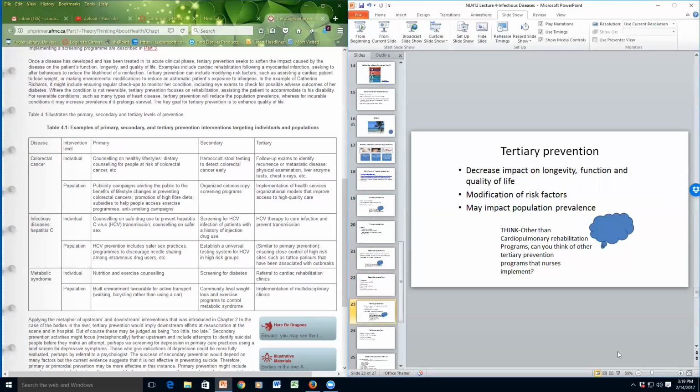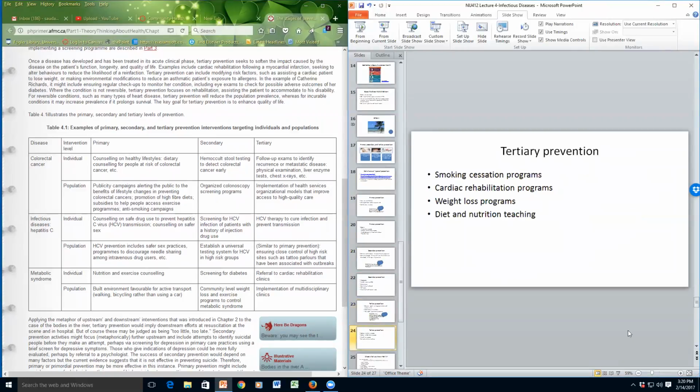Finally, tertiary prevention is 100% focused on the impact of the disease process on a person's longevity, function, and quality of life. The big focus of tertiary prevention is on modification of risk factors, and our hope is that it impacts individual management. We're also impacting the prevalence of the disease or illness across the population. Some examples of tertiary prevention include smoking cessation programs, cardiac rehabilitation programs, weight loss programs, and diet and nutrition teaching.